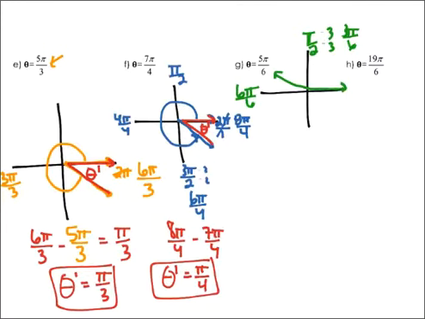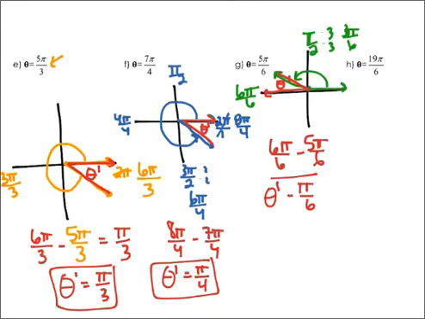Start on your positive x-axis. There's my 5 pi over 6 angle. My reference angle ends on the terminal side and on the x-axis. To do this, I'm going to take 6 pi over 6 minus 5 pi over 6 to get a reference angle of pi over 6.